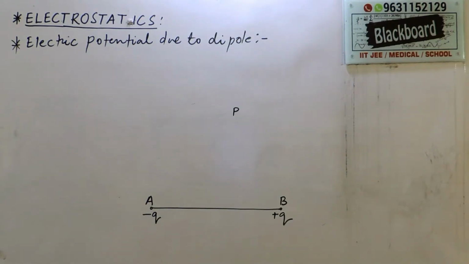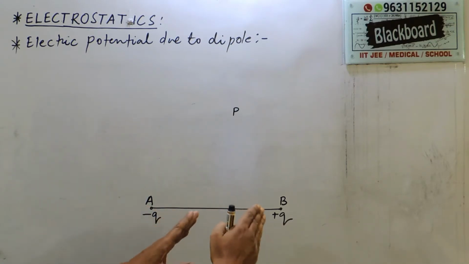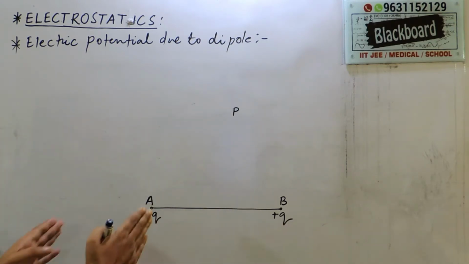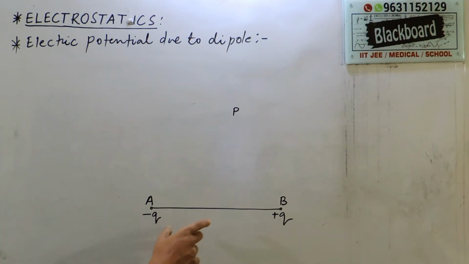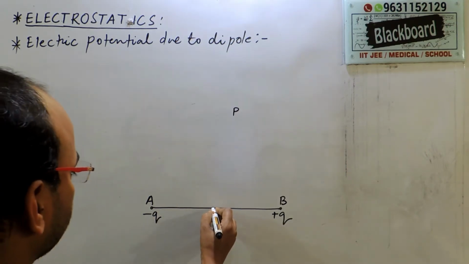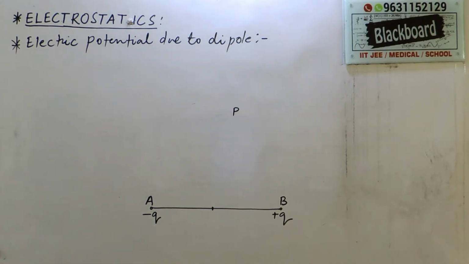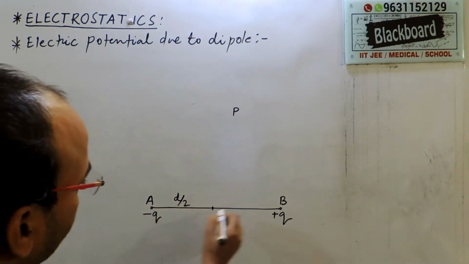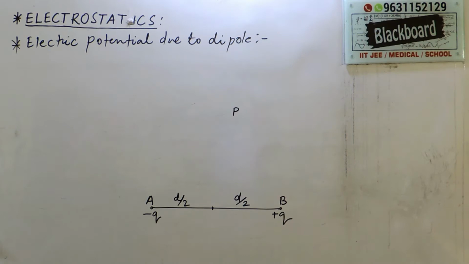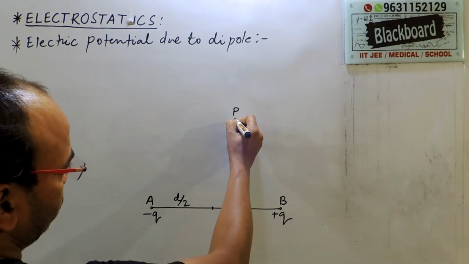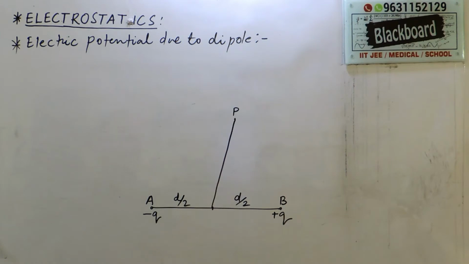Now here we are going to find the electric potential due to a dipole. A dipole is a system of two charges placed at a very small distance. This is the negative charge, this is the positive charge. The magnitudes of both charges are the same, but the signs are opposite. Let the distance between them be d. Suppose this is the midpoint, then this distance is d by 2 and this distance is d by 2. And let this be P. We join P to the charges, and you will get it like this.